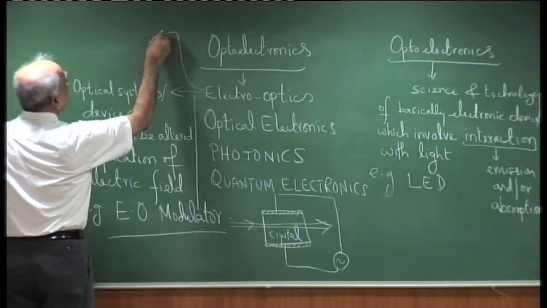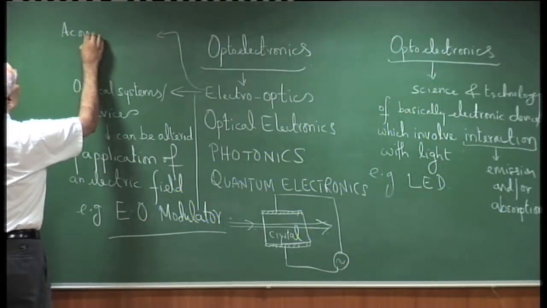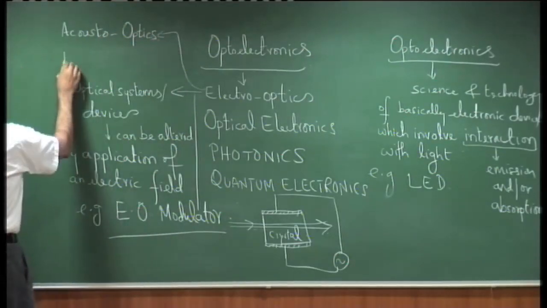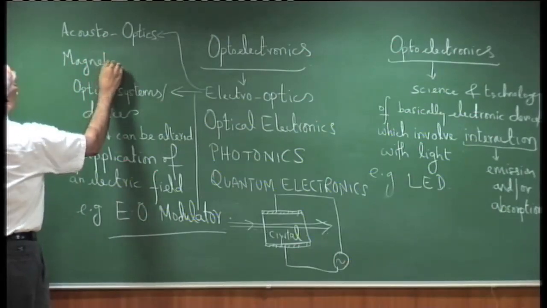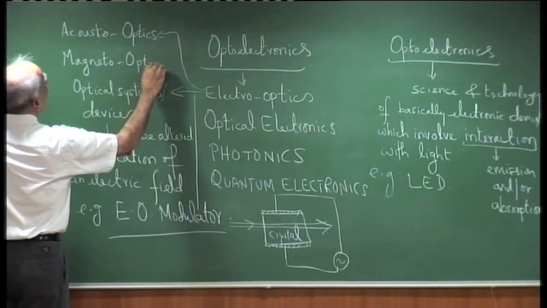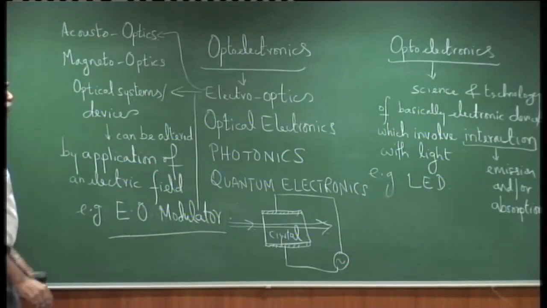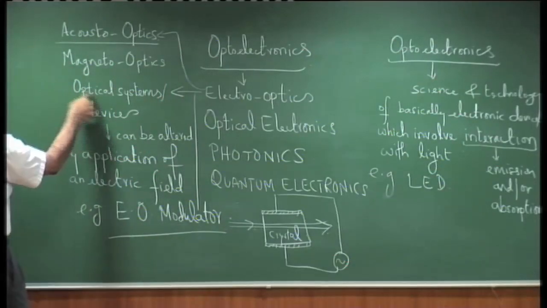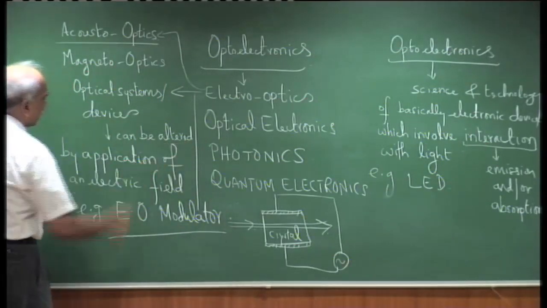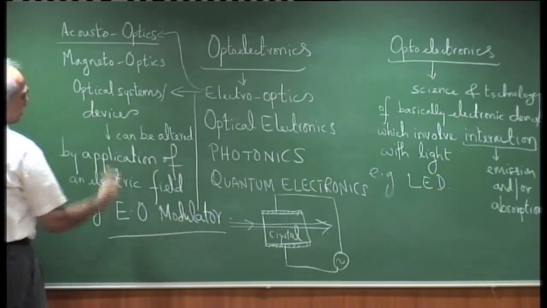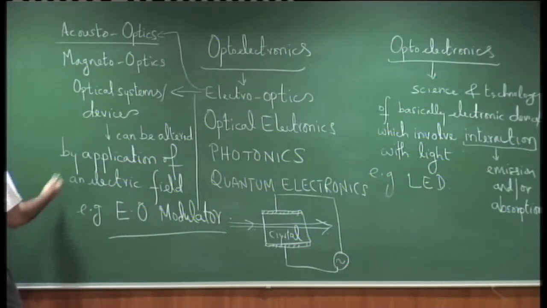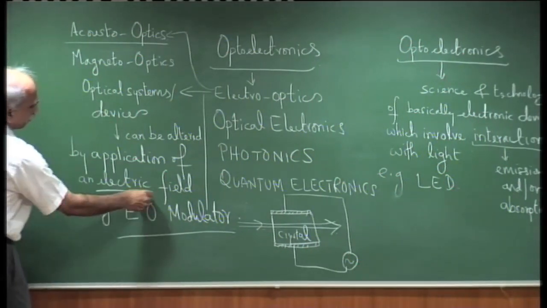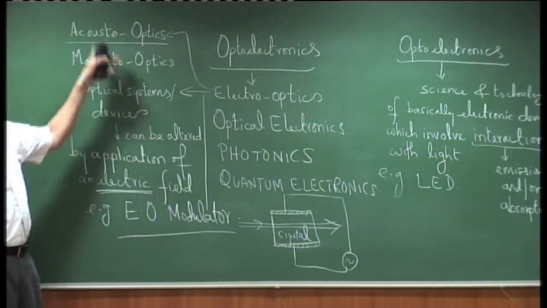There are similar terms such as acousto-optics and magneto-optics. All these effects were discovered in the 19th century. Acousto-optics refers to optical systems where the propagation properties are altered by application of an acoustic field. If you replace the electric field here by an acoustic field, we deal with acousto-optics.